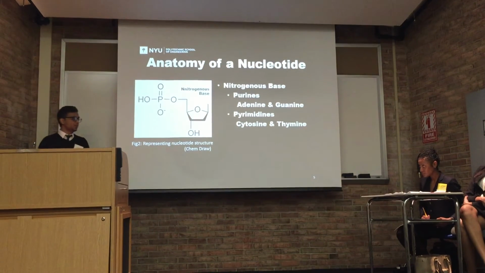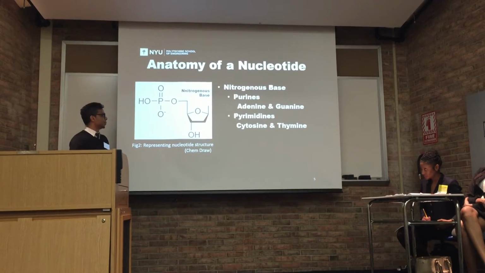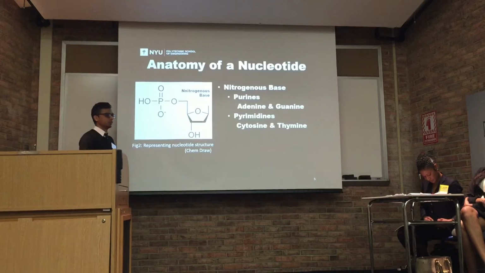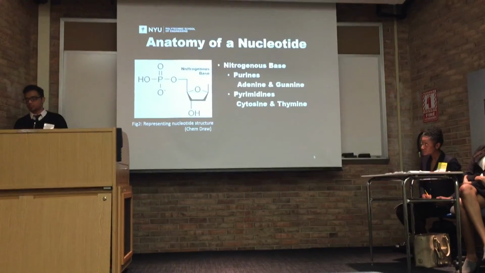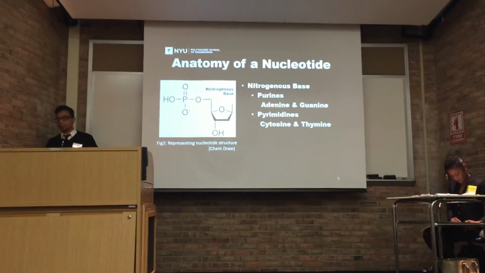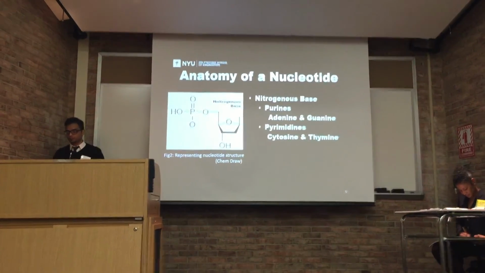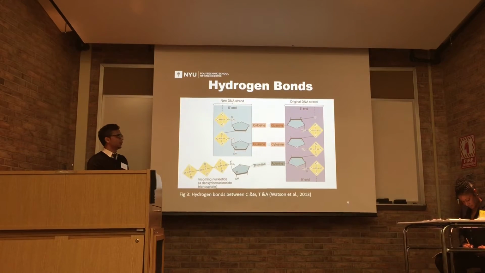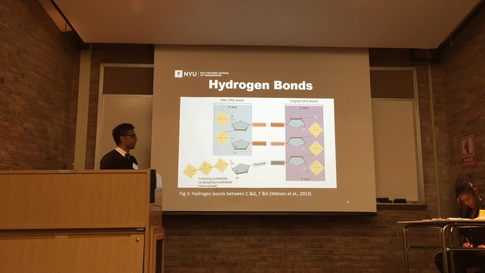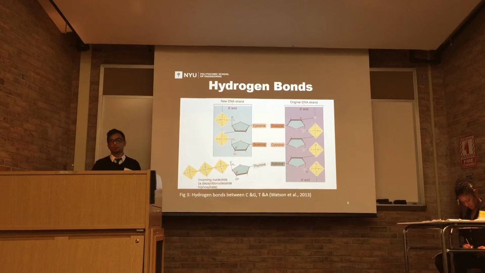And the anatomy of a nucleotide consists of a nitrogenous base, a 5-carbon sugar, the deoxyribose, and a phosphate group. The nitrogenous bases are adenine, guanine, cytosine, and thymine. This is just to show that cytosine and guanine can form 3 hydrogen bonds, whereas thymine and adenine can only form 2.